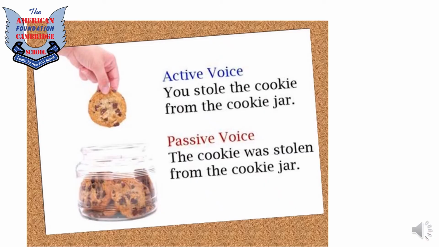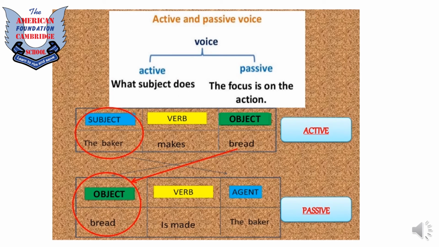Okay, see another example. Active voice: You stole the cookie from the cookie jar. Passive voice will be: the cookie was stolen from the cookie jar. Now, how are we going to convert active into passive?